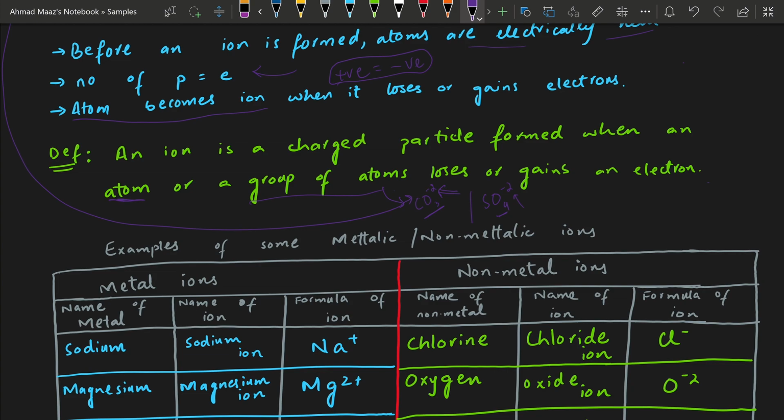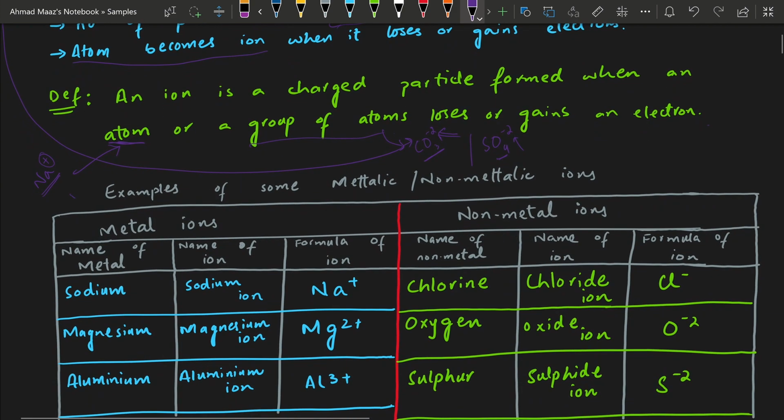And when atoms lose or gain electrons, they become, let's say, Na positive. Now this is a sodium ion, and it was a sodium atom which has lost one electron. That is why it has become Na positive. Alright, and Mg, a magnesium atom, when it loses two electrons, it becomes a magnesium 2 positive ion.